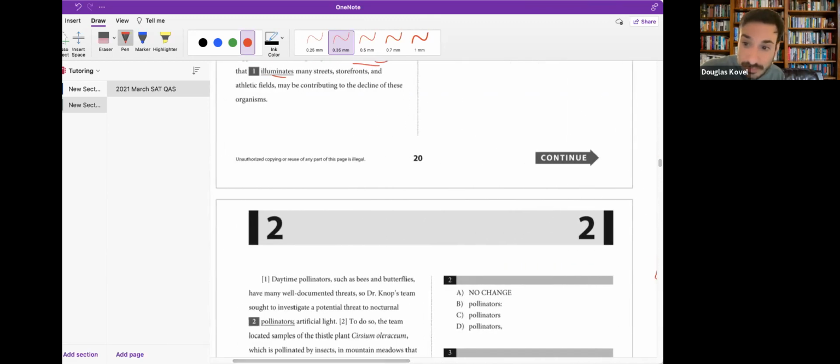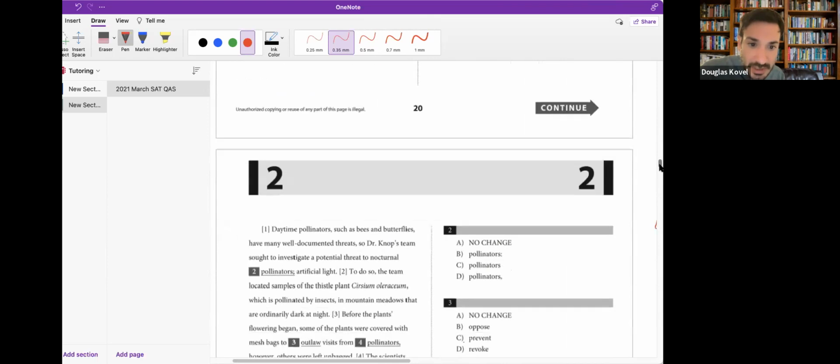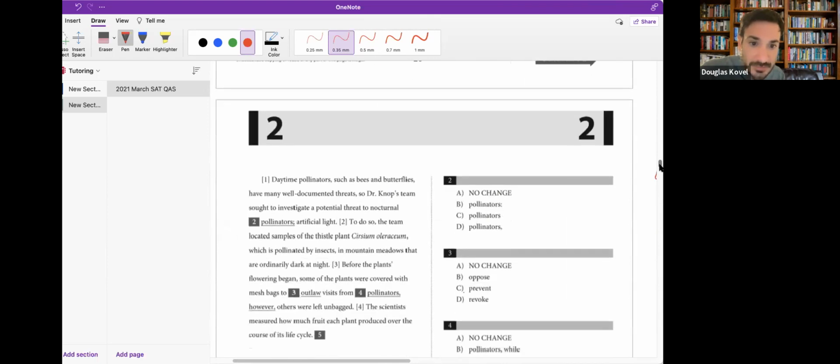So if we go to this question, I'm just looking at the end part because that's all that's really going to be relevant. All right, so we know that daytime pollinators have many well-documented threats. So Dr. Knopp's team sought to investigate a potential threat to nocturnal pollinators, artificial light. I could probably put the word "specifically" there and have it make sense. Her team sought to investigate a potential threat to nocturnal pollinators, specifically artificial light. So I'm clarifying what that threat is. So a colon would be the superior choice there.